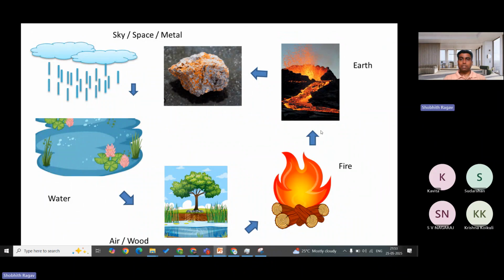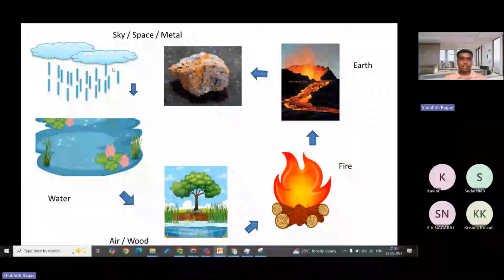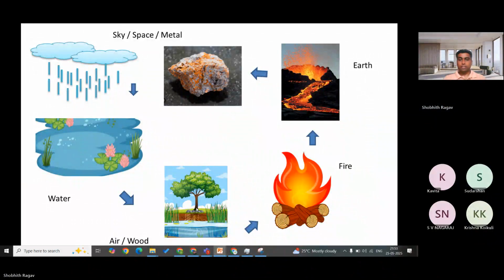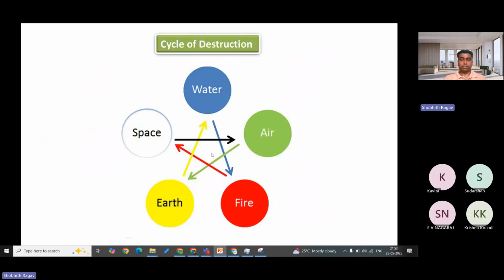So this cycle keeps continuing. There is no actual attribute like this, but it is easy to remember quickly. The sequence is generally like this: space, water, air or wood, fire, earth, and then again back to metal. This sequence is nothing but the cycle you saw here.